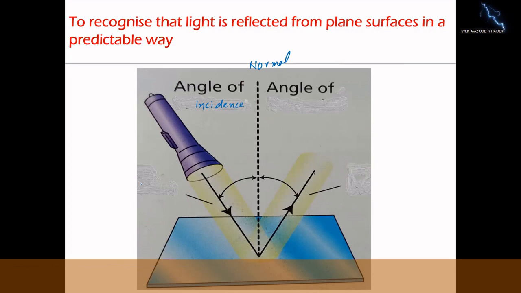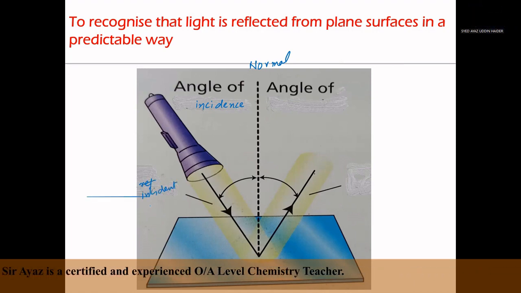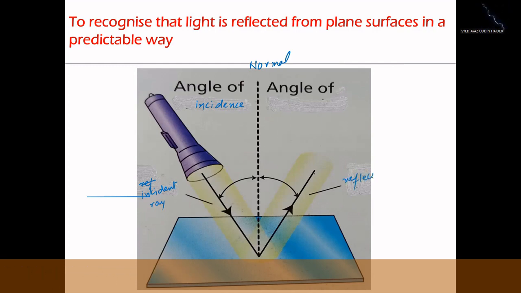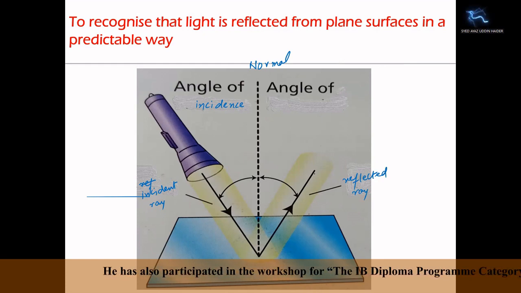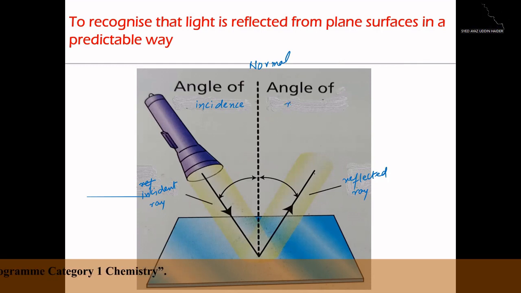This one is the incident ray. And this one is a reflected ray. The angle between the reflected ray and normal is known as angle of reflection. This is angle of reflection.